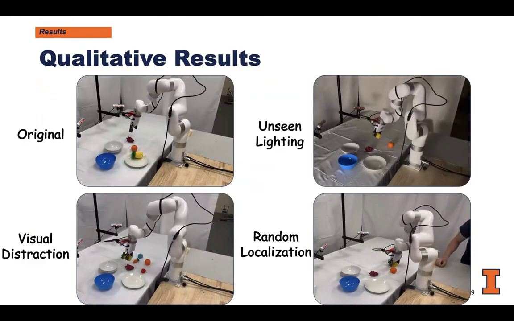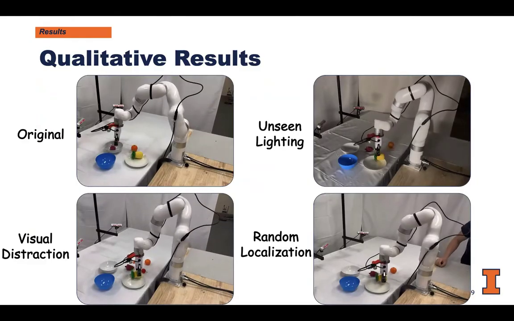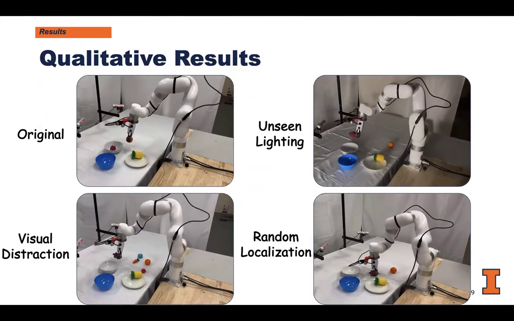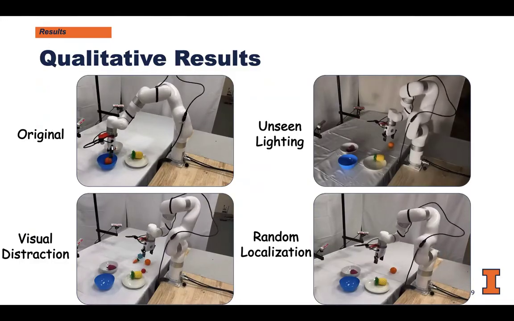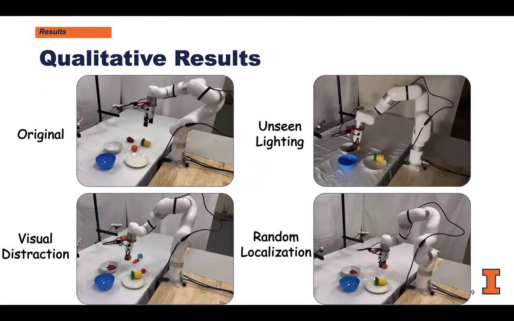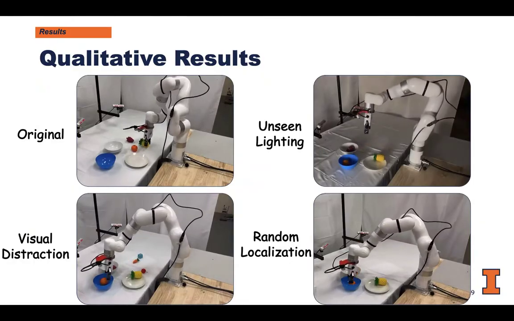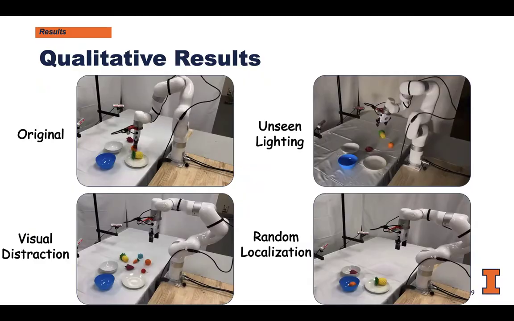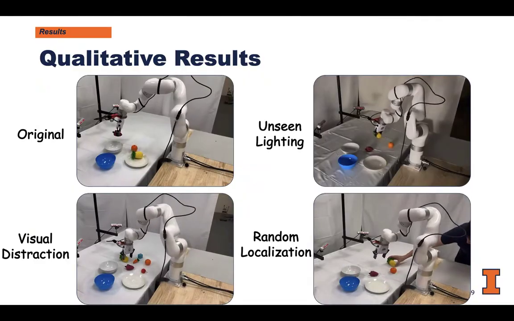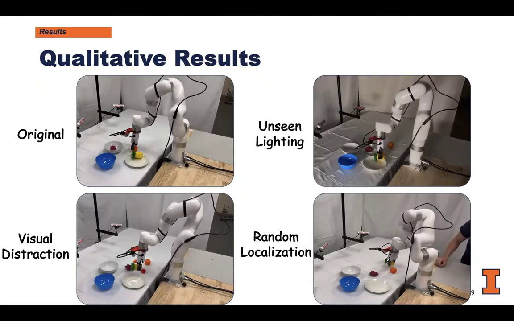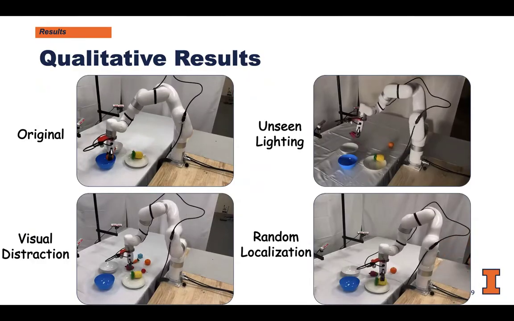These videos show PALM running the same six-step sequence under the original conditions, then unseen lighting, visual distraction, and random relocation. So PALM keeps tracking the right object and transitions cleanly between stages. Behavior the baselines don't reproduce.